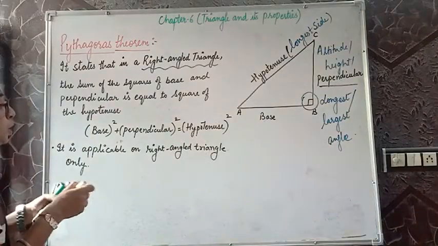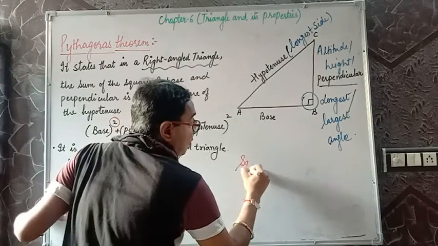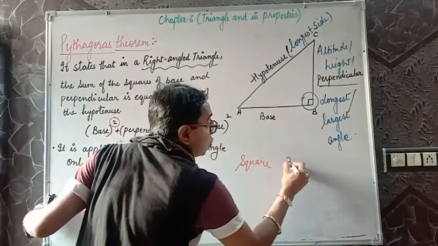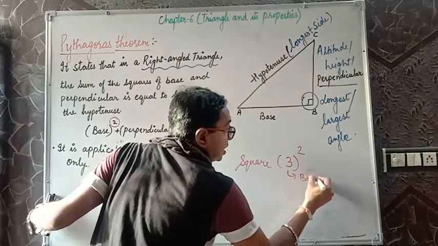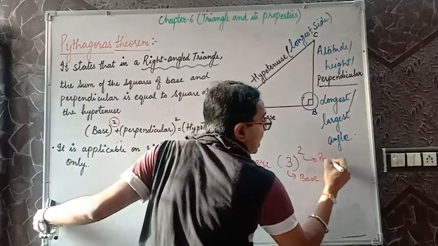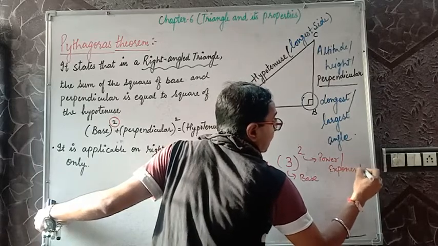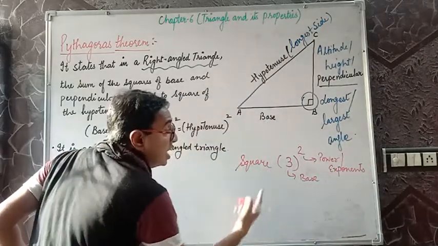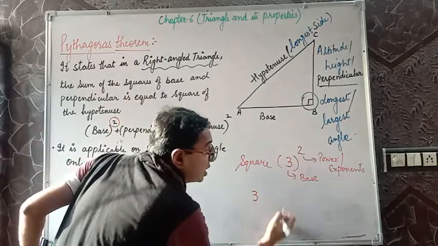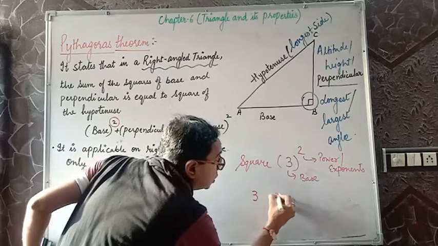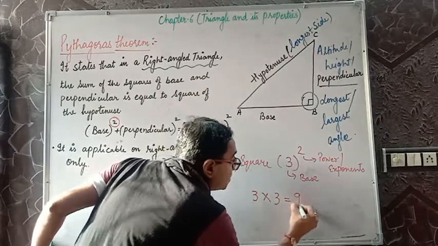Now we need to know what we mean by square. For example, if I am writing 3 square, this 3 is called the base, and this 2 is called the power or exponent. That we will do in upcoming chapters. Understand what it means. 3 square means you write the number as many times as the power is. Here the power is 2, so you write the number 2 times and then you multiply. This is what square means.